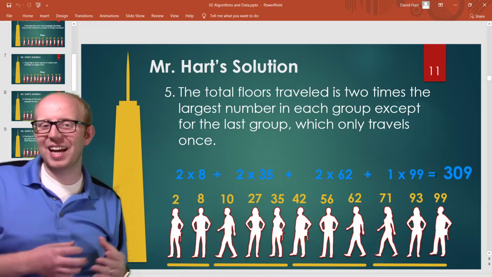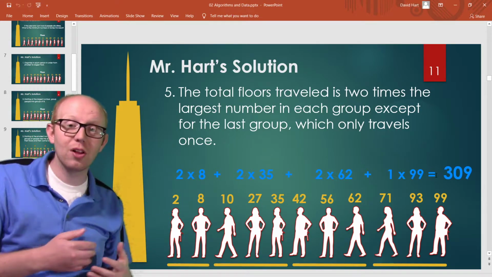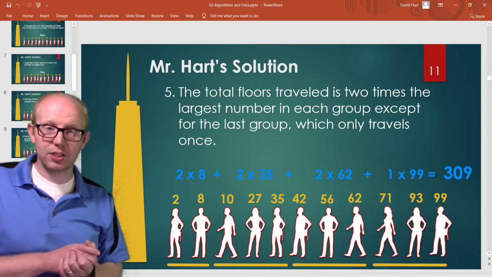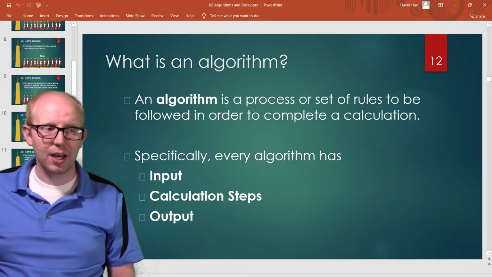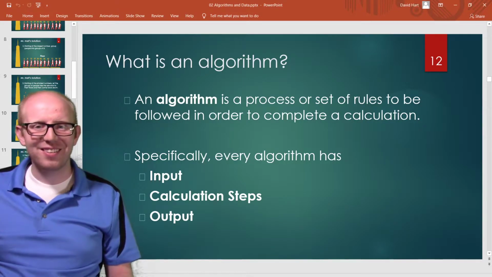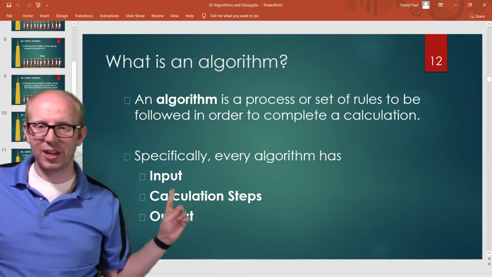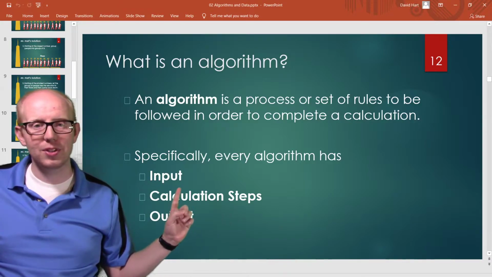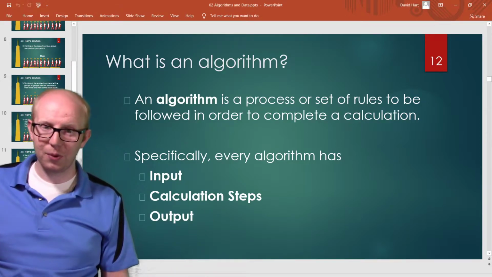The grouping size can change. Things can change, but if we have a process or a set of steps we follow, we'll always get the answer we want. That's the point of an algorithm. So again, we need certain calculation steps that we're following so that given any set of numbers in our problem, if we follow those steps, we'll always get the output that we want.